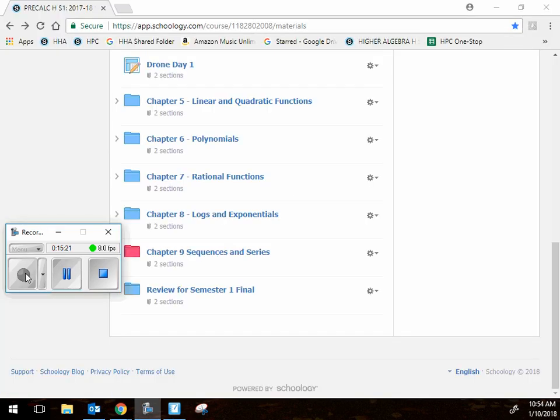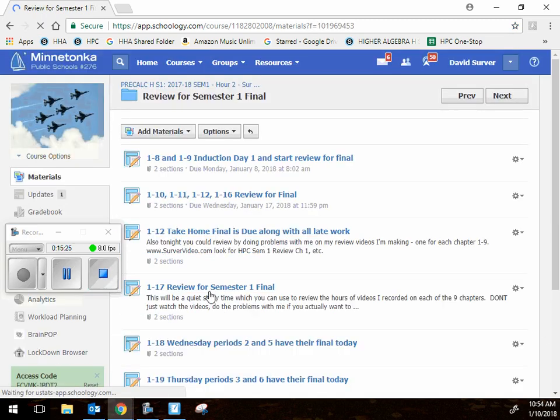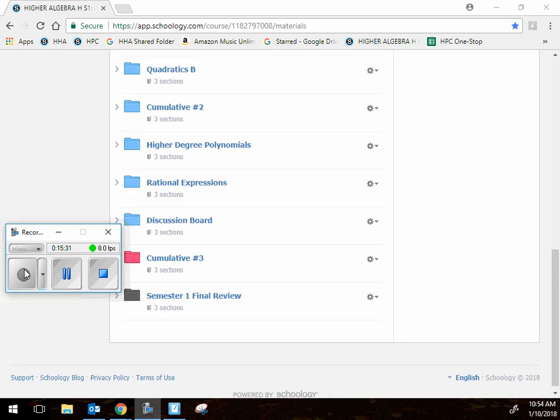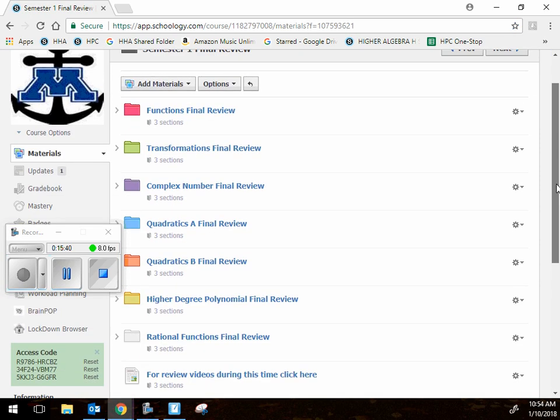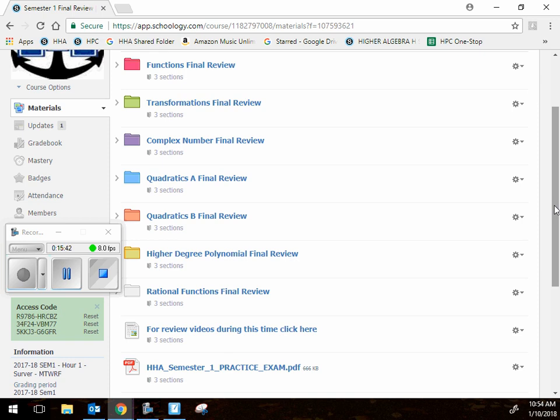So here we are on the front page of Schoology, and it says Review for Semester 1 Final. I click that, and I'm in the wrong course. Darn it, hold on. Okay, sorry about that. Here's the right folder for our Honors Higher Algebra class. Semester 1 Final Review, this folder, and there are tons of folders in there. There's one for every chapter that we did. Count them up, see how many there are. How many chapters are there that you're going to get tested on?